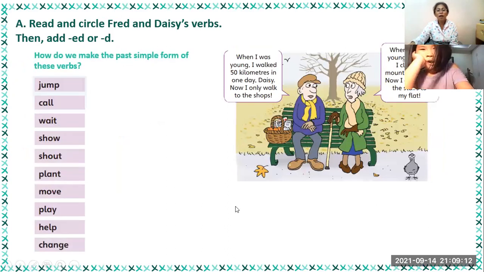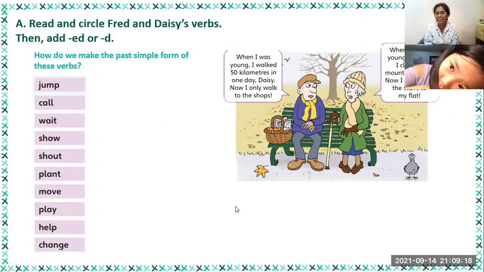Okay, so look at this, Mary. How do we make the past simple form of this verb? Do you have an idea how to make it past tense? The jump, the call, the wait, show, shout, plant, move, play, help, change. Do you know how to change that into past tense? Do you know, Mary?